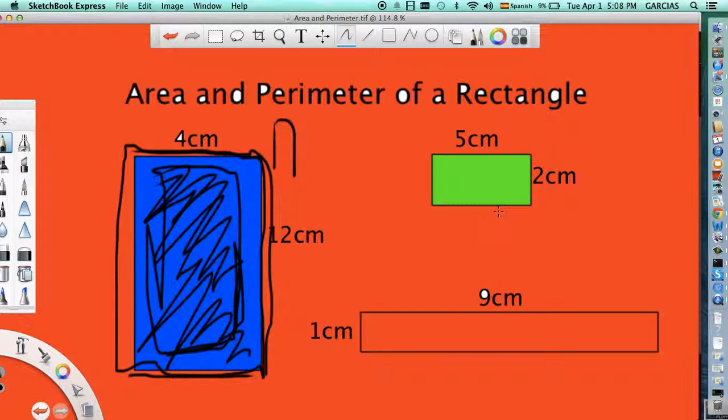Let's move to this example. And here we have another rectangle, but this time it has a length of 5 centimeters and a width of 2 centimeters. So I will give you some time so that you can find the perimeter and find the area, and then you can check your answers with mine.